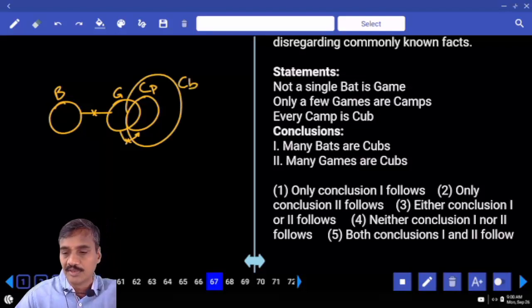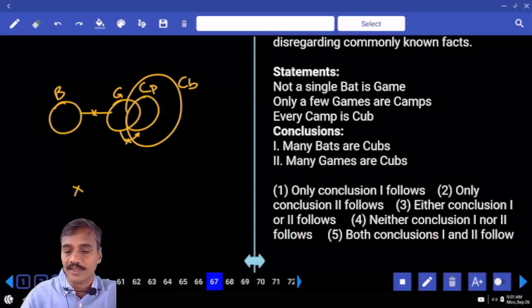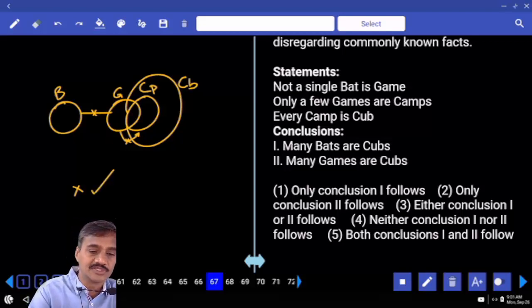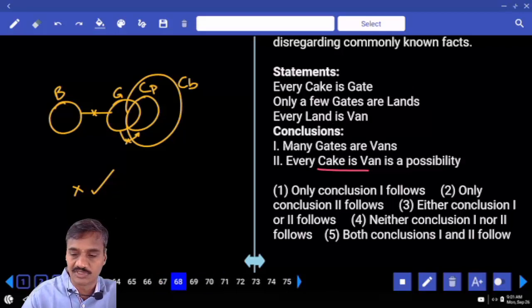Then the first one, many bats are cubs, but there is no intersection between these two. Next one, some games are cubs. Game and a cub, that is definitely true. So what is your answer? Only 2 follows. The second one is an affirmative, so it will be true forever. Only 2 follows, choice 2, question number 67.